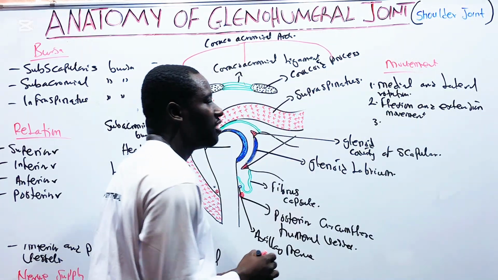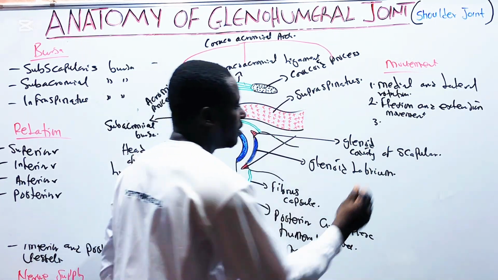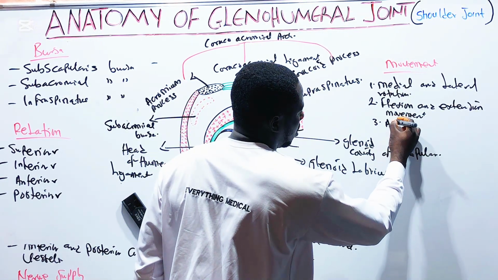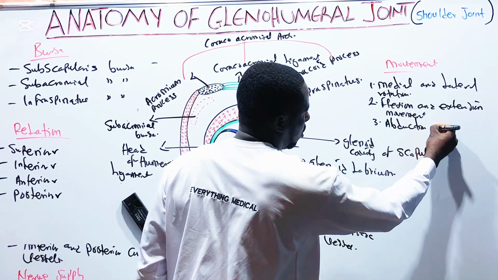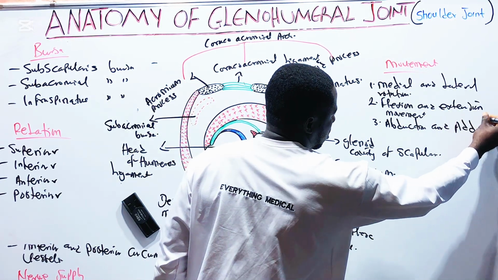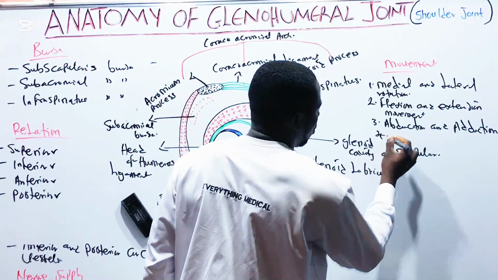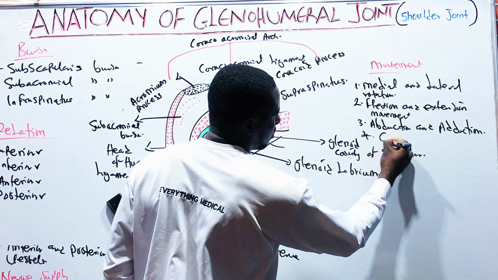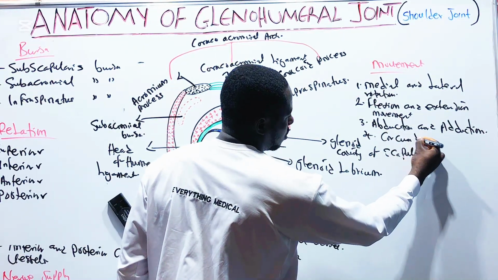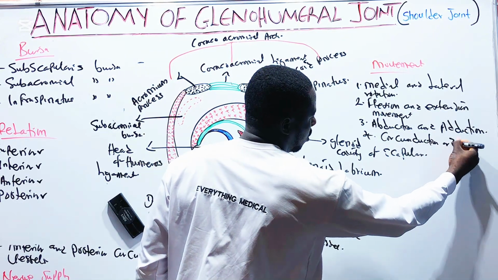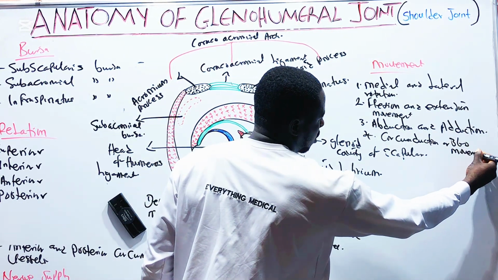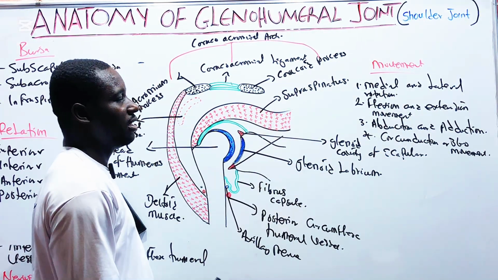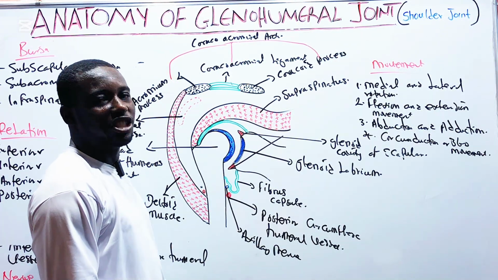The number three movement is the abduction and adduction movement. Number four movement which it undergoes is the circumduction movement, or 360 movement. So these are the movements that are permitted by the shoulder joint.